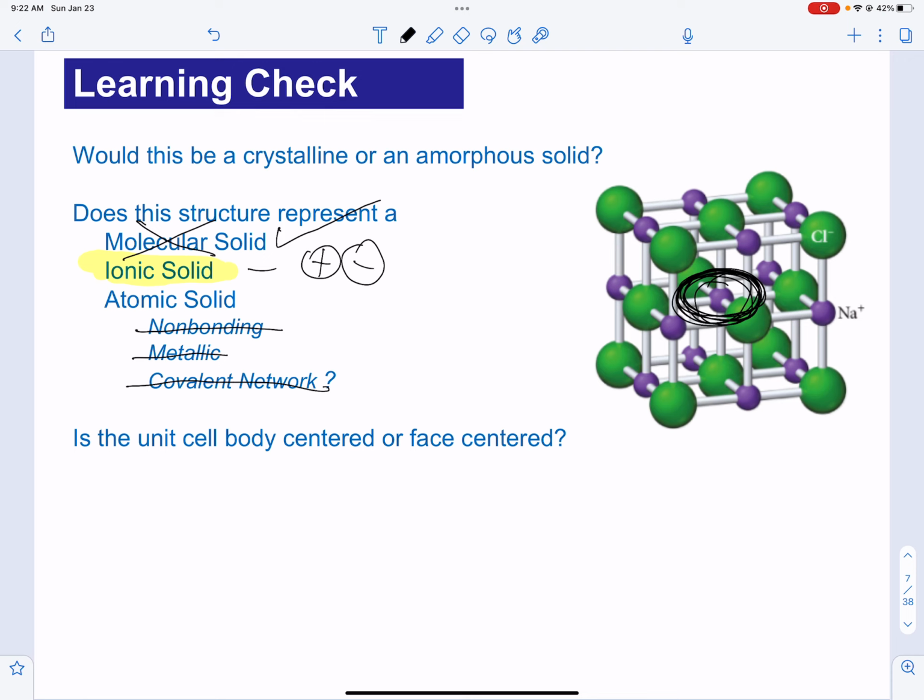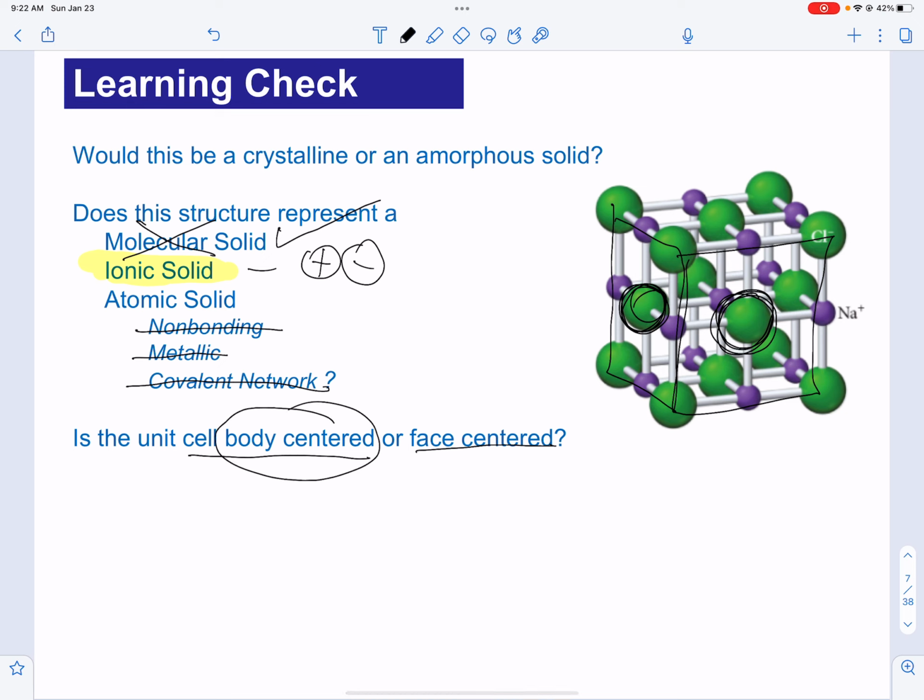So this one is body center. On the faces here, there's something on the center of the face. You will be tempted to say this is also face center. But what we're going to focus on is: if you find a body right in the center, then it's going to be body center.